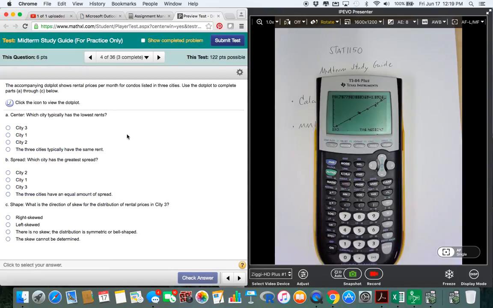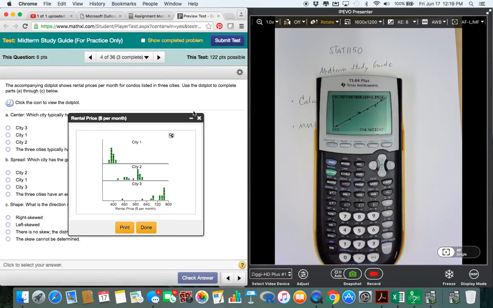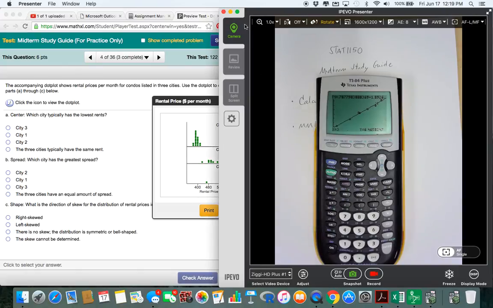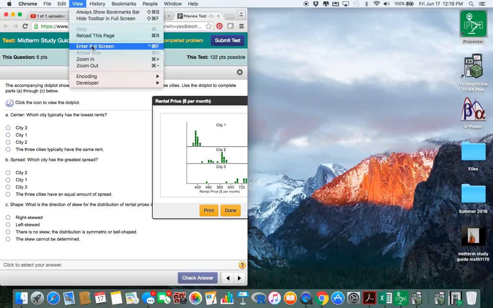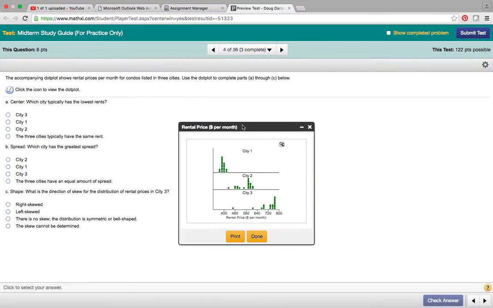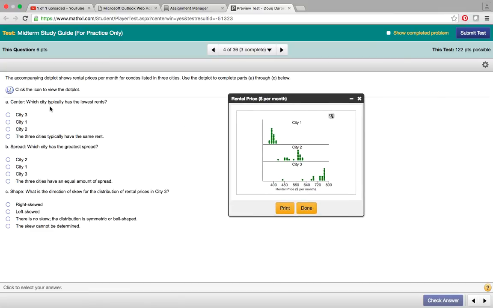Okay, the accompanying dot plot shows rental prices. Use the dot plot to complete the parts below. So let's get this up, and I'll tell you what I'm going to do. I'm going to minimize this, and I'm going to maximize this, and I'll pull this over and we'll take a look at it. So the center, which city typically has the lowest rentals? Well, we kind of look for the cluster of scores, and it looks to me like the cluster of scores here would be the lowest rents. So it looks to me like it'd be city 1.